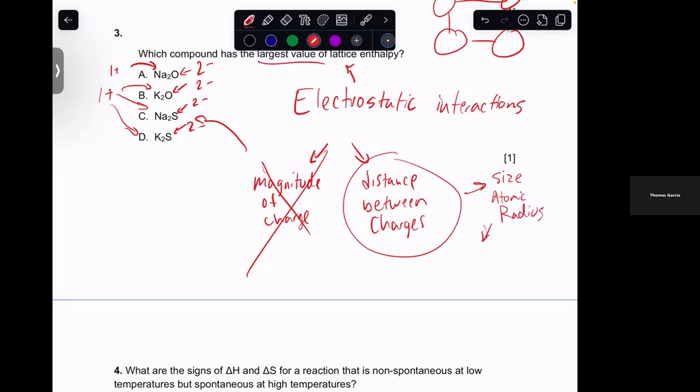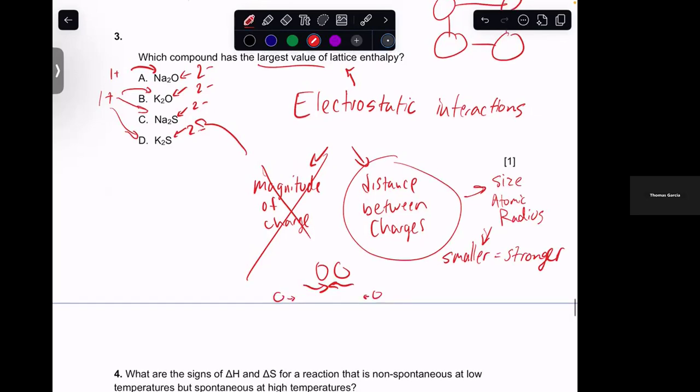And the smaller, the stronger. The smaller equals stronger. And we know that because you can think about when you put magnets together, the closer the magnets are, the bigger the force. This is a really strong force, while two magnets far away is just a very little weak force.